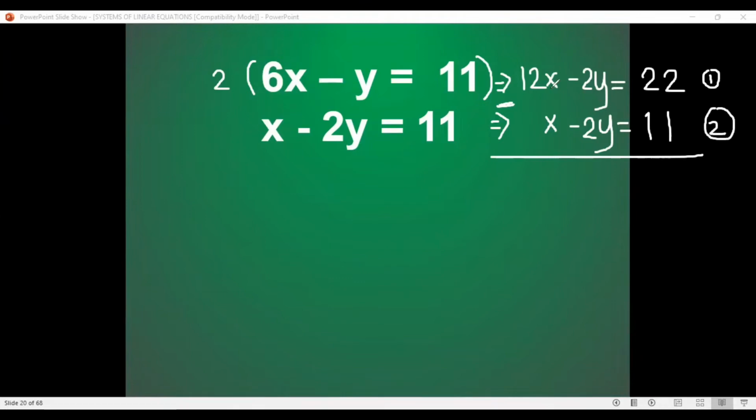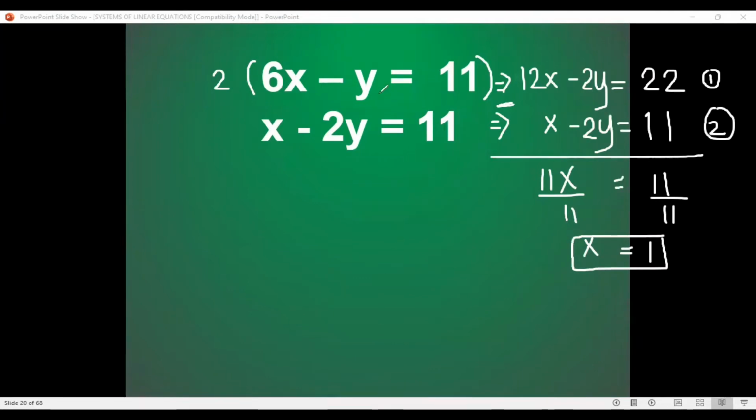Here, we have 12x minus x, and that results in 11x. Eliminating your 2y, that is equivalent to 0. And subtracting 22 and 11, the answer that we get is 11. Following our rule in solving for our equation, we simply divide both sides by 11, and that results in x is equivalent to 1. So we already have a value for your x, which is equal to 1. We eliminated the y.